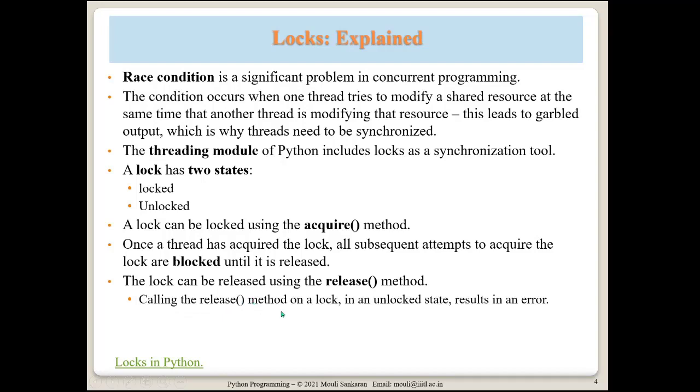So calling the release method on a lock in an unlocked state results in an error. If it is unlocked and you are trying to release it, you cannot do that. So you should have acquired it first. Similarly, somebody would have acquired it, and if you are releasing it by mistake, it might allow you to release it, but some other thread is going to have a problem. So never make the mistake of using acquire and release in a random sequence. You should always acquire first and make sure that you remember to release next.